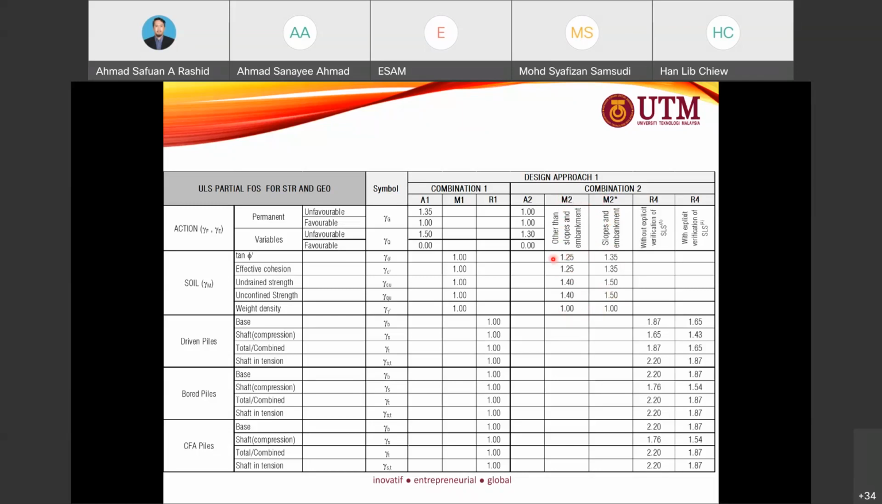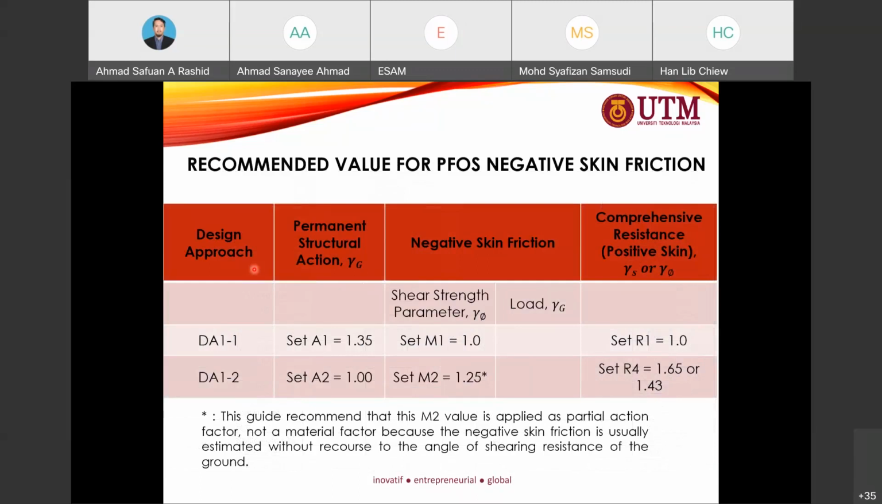Okay. So for the rest, for example, the value for the soil, there is no difference between the shallow and the deep foundations. So the recommended value for partial factor of safety under negative skin friction: there we have a permanent structural action, the negative skin friction value, and the compressive resistance, positive skin.